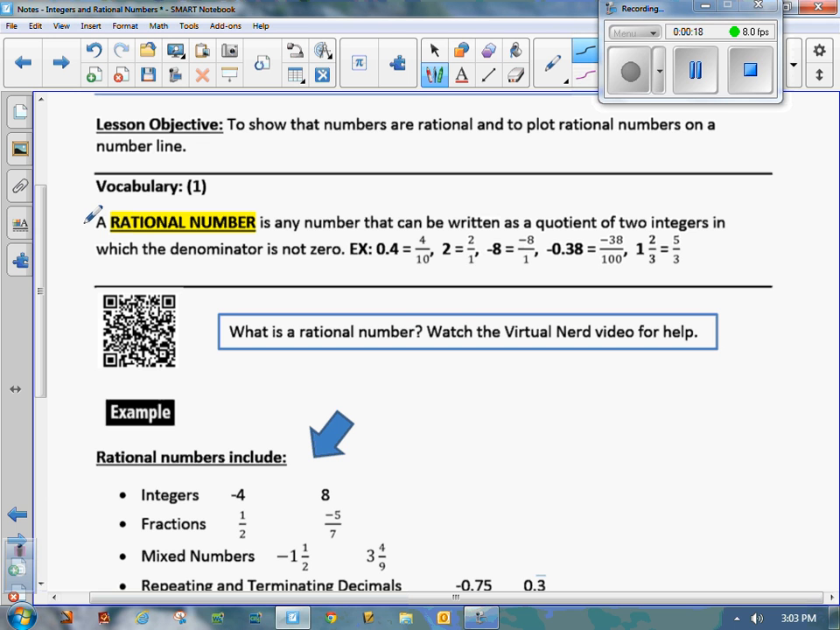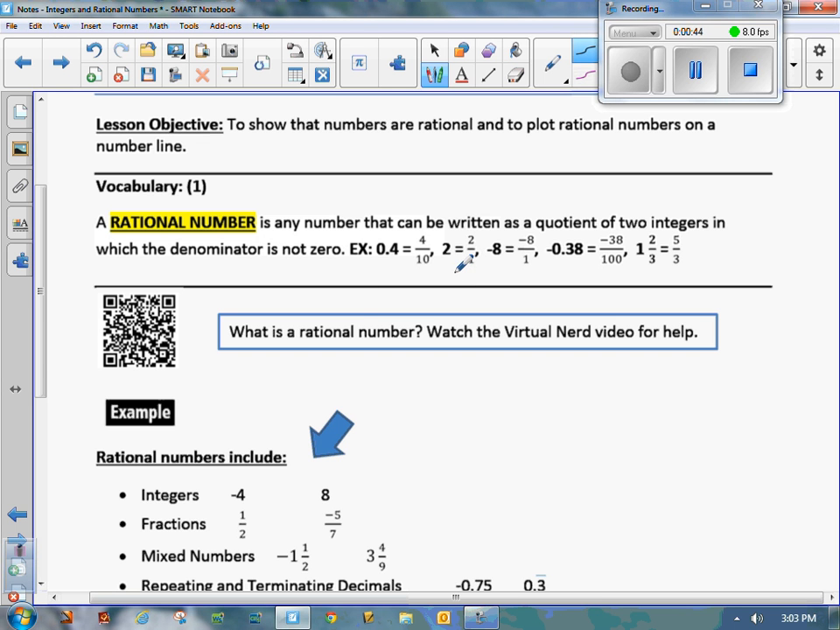A rational number is any number that can be written as a quotient of two integers in which the denominator is not 0. So for example, I have the decimal 0.4. That can be written as a quotient of 4 over 10. Remember, the fraction bar means divide by, and quotient has to do with division. It's the answer to a division problem.